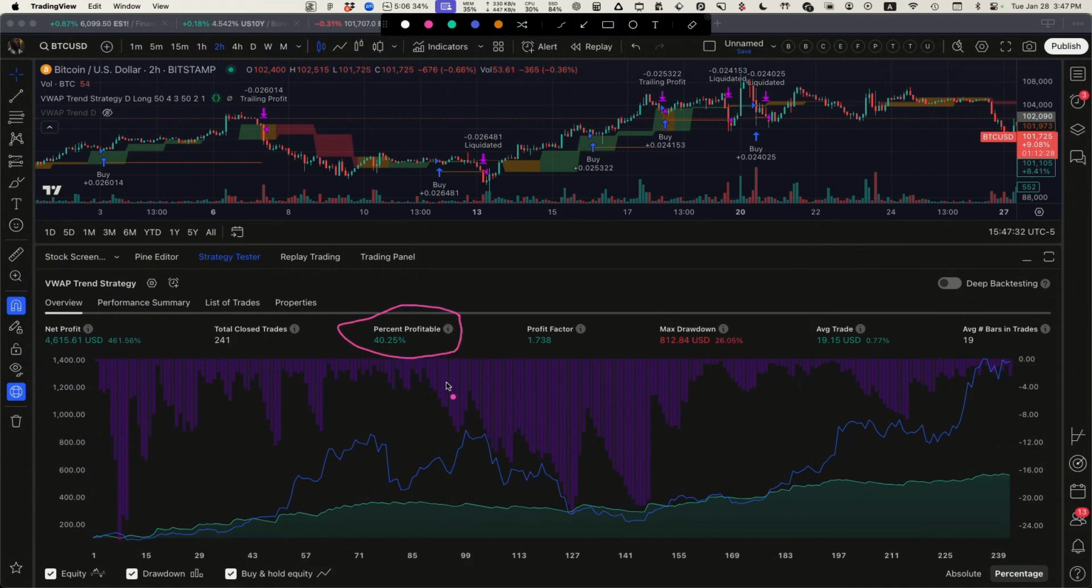40.25% of them were profitable. It's not telling me how much profitable it is. It's just saying that 40% of the time the trade ended at 0 or above. Profit factor, it's letting me know that on average, considering my wins and my losses, I had a profit factor of 1.738 over here. Obviously, if you have this number at less than 1, it means you're losing money with the strategy. If you have it at more than 1, you're gaining money. And if you have it at 0, well, there's no point in running it.